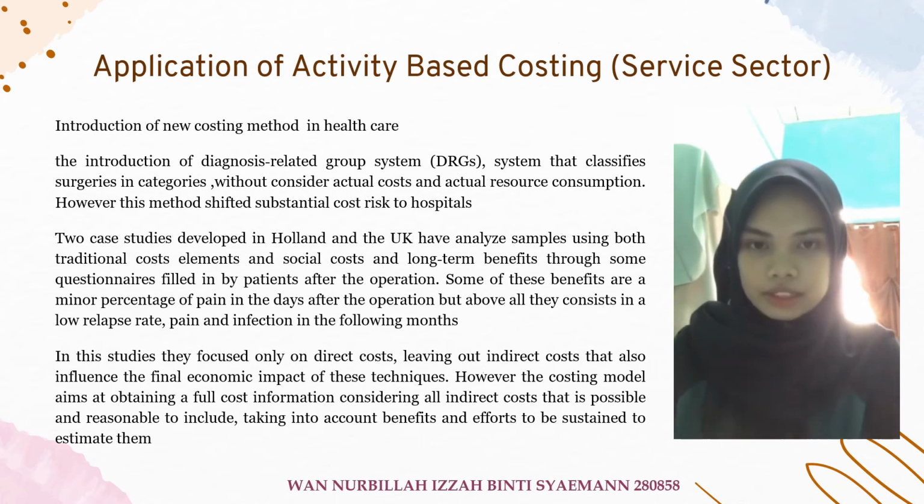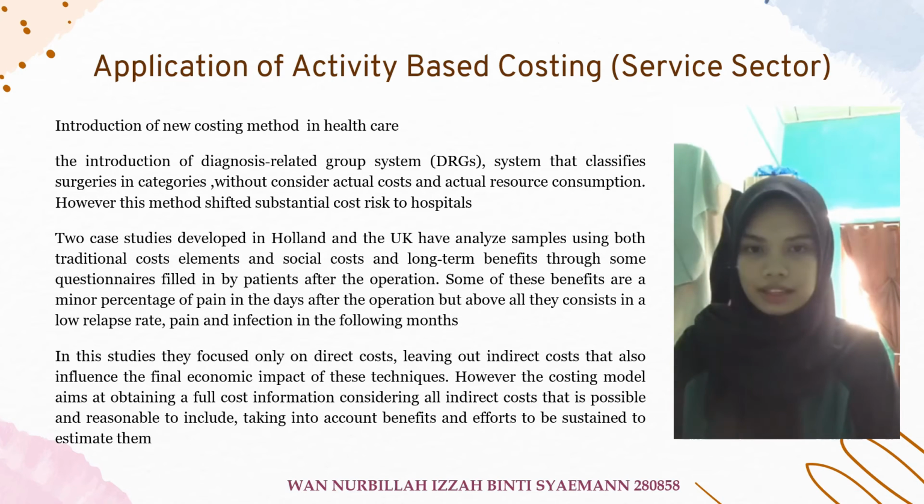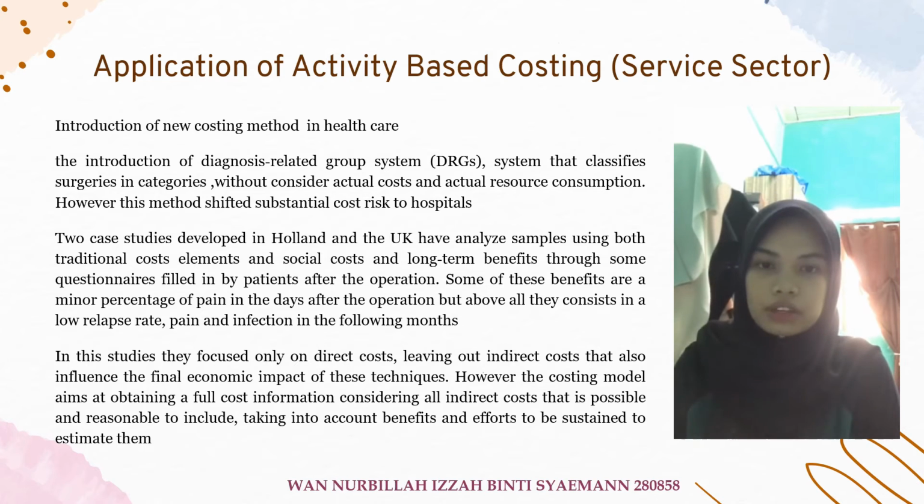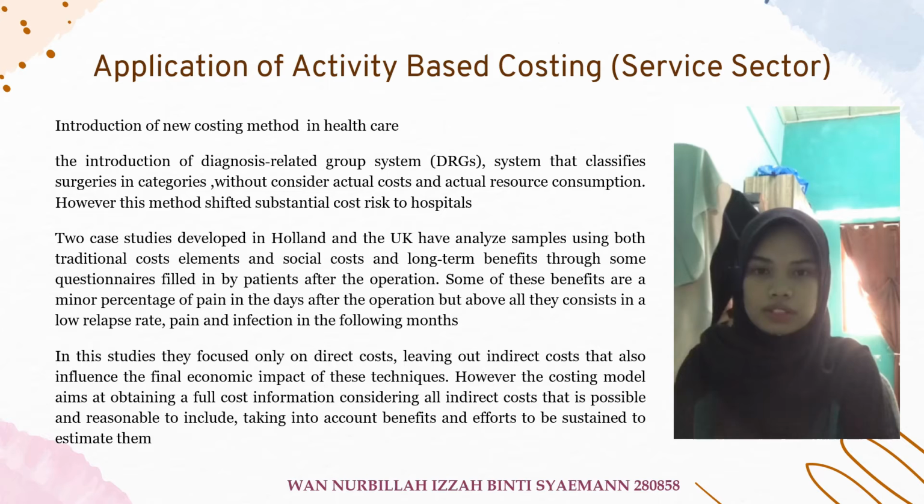This is about the application of activity-based costing in healthcare service. First of all, to introduce the new costing in healthcare, they use the diagnosis-related group system, DRG, that classifies surgeries in categories. The government reimburses the hospital with a fixed price based on the classification defined in the DRG system, without considering the actual cost and actual resource consumption. However, this method shifted substantial cost risk to the hospital.